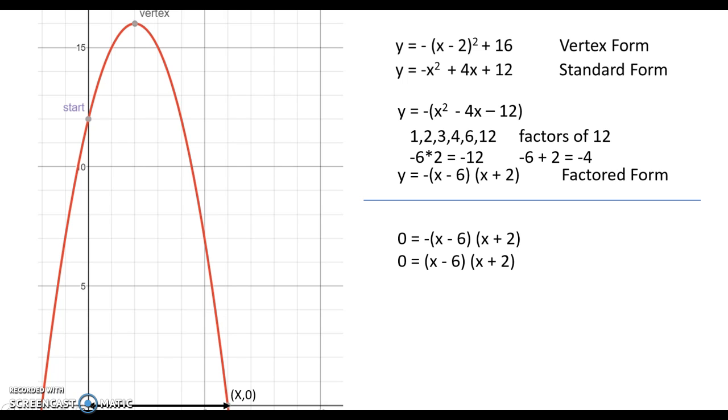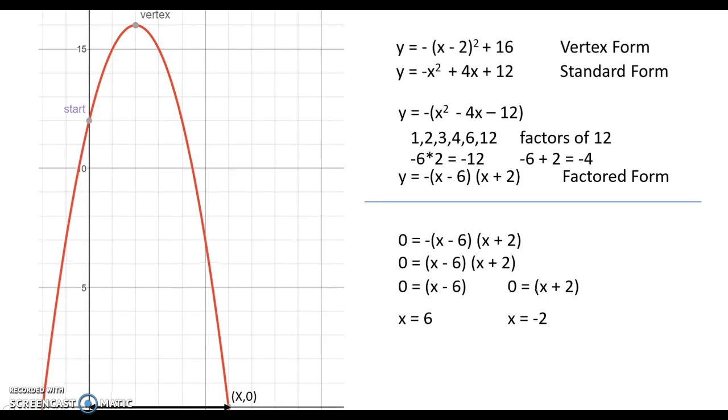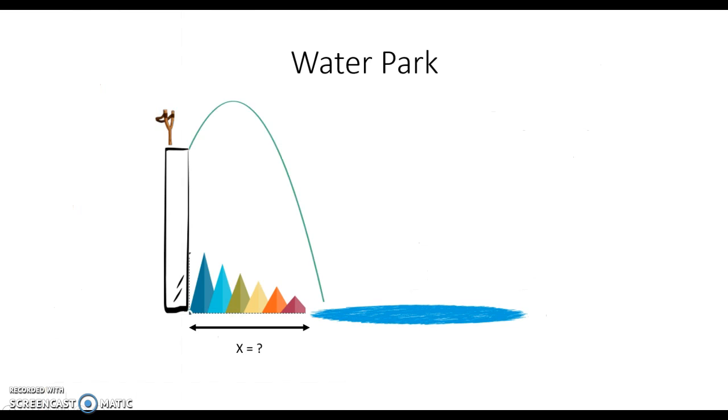Now we have two binomials multiplied together to produce 0. By the zero product property, at least one of them must be 0, so we can evaluate them separately. By adding 6 to the first and subtracting 2 from the second, we find two solutions, x equals 6 and x equals -2. So which is our answer, 6 or -2?